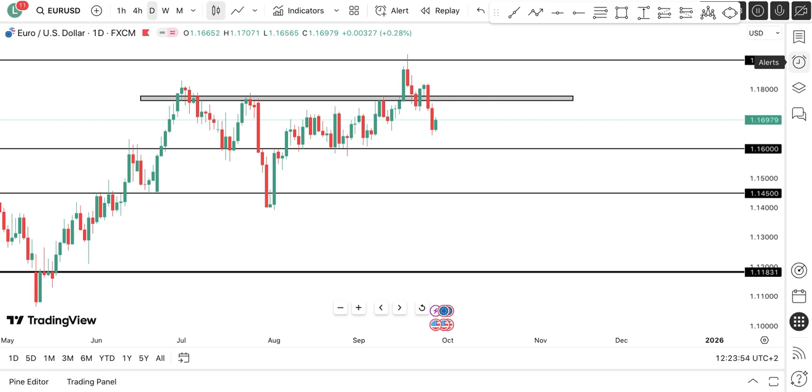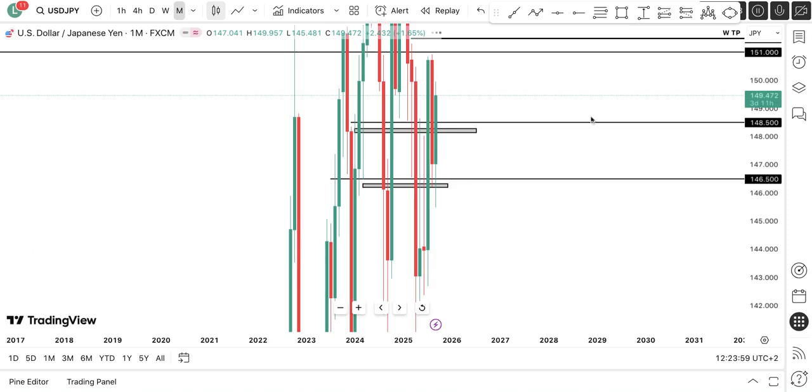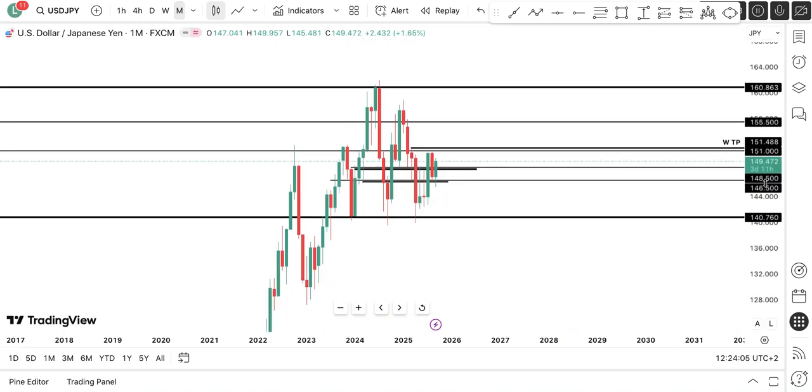So moving forward, USDJPY is basically textbook. On the monthly time frame, we are bullish. Structure-wise, we are bullish: higher highs and higher lows. There is nothing special about it. Higher highs, higher lows, higher highs.